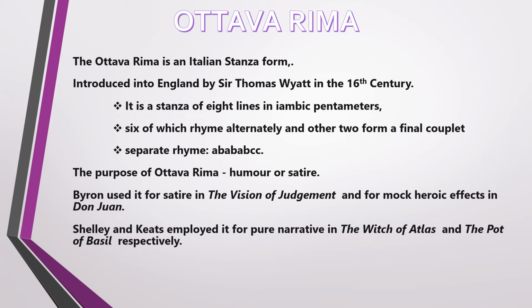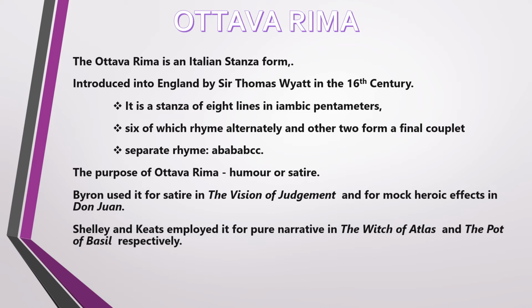Next one is ottava rima. The ottava rima is an Italian stanza form and was introduced into England by Sir Thomas Wyatt in the 16th century. It is a stanza of 8 lines in iambic pentameter, 6 of which rhyme alternately and the other 2 form a final couplet with a separate rhyme: AB, AB, AB, CC.